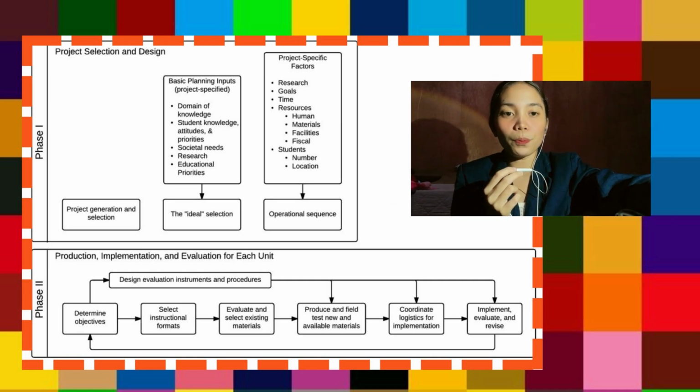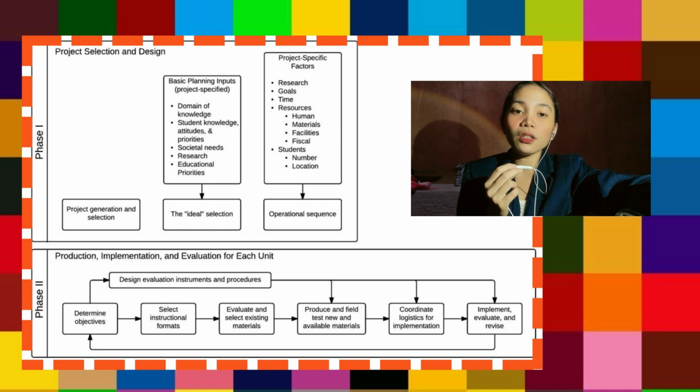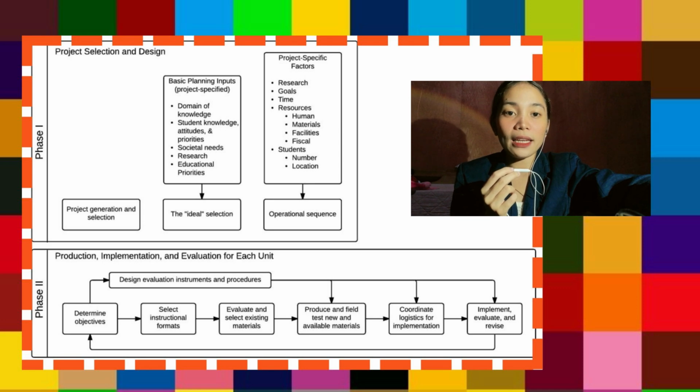So here in phase 2, production, implementation, and evaluation, this phase is about creating and using the curriculum, while phase 1 is about planning and gathering information. Dito naman sa phase 2, take note na this phase is about creating and using the curriculum. Here they begin by setting learning goals, then choosing teaching methods, and checking available materials. If needed, new materials are made and tested.